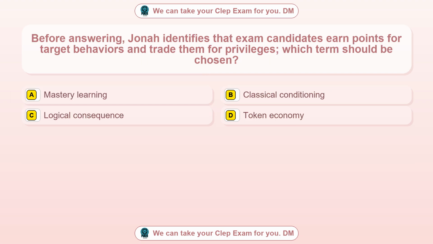Question 72. Before answering, Jonah identifies that exam candidates earn points for target behaviors and trade them for privileges. Which term should be chosen? Option A, mastery learning. Option B, classical conditioning. Option C, logical consequence. Option D, token economy. The correct answer is option D, token economy.